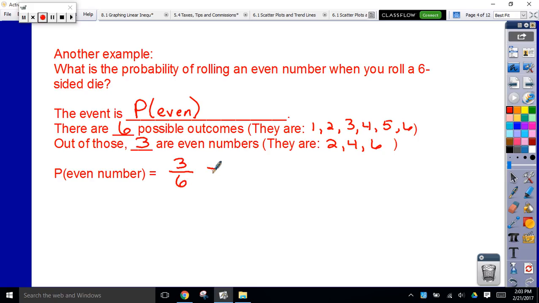What do we get when we do 3 divided by 6? Spencer? 1/2. We get 1/2. And what does that look like as a decimal? 0.5, and what percent is that? 50. Good. So we have a 50% chance of rolling an even number anytime that we roll a die. We're doing the same one on this page.